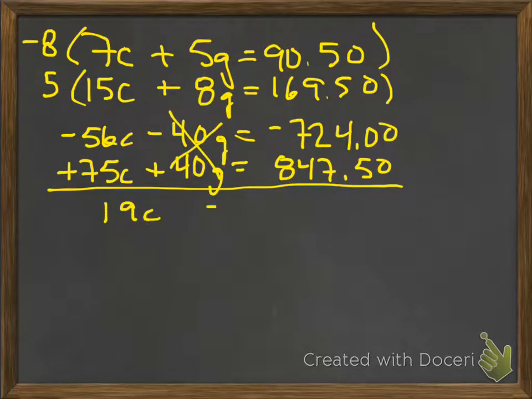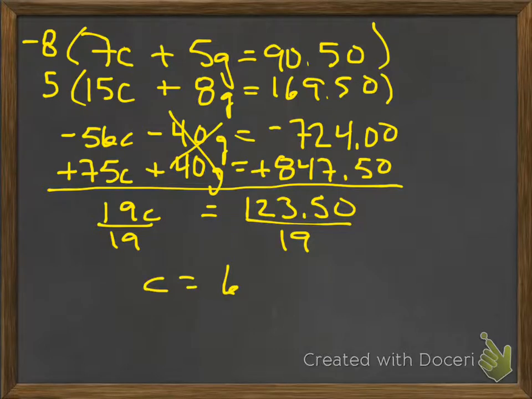Negative 56 plus 75 is 19C. Negative 724 plus 847.50 is 123.50. Then you can divide, and you should get a whole number answer in this case. Well, maybe not quite a whole number, but I get $6.50. So that's actually $6.50, the cost of a swim cap.